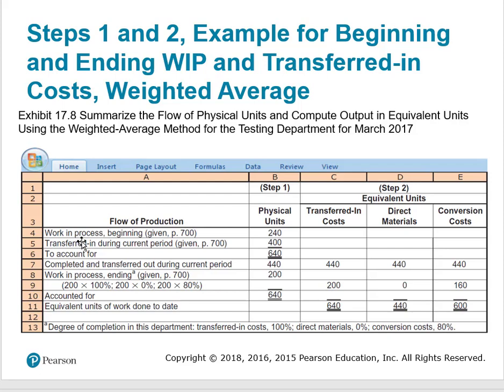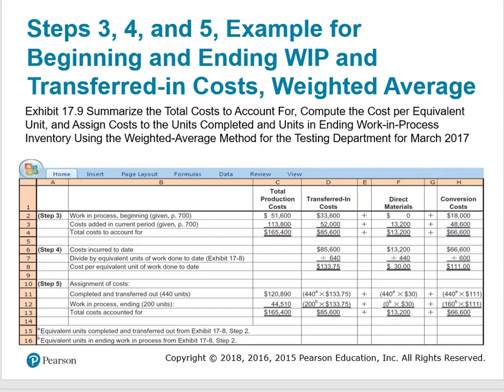But the big thing to realize here is that instead of saying units started, you've got units transferred in. But just think, if this was testing, testing can't do anything until units are transferred in, because you're not manufacturing them there. So we've got total production costs. These are transferred in costs here. Costs added during the period. Okay, some direct materials, some conversion, and more transferred in costs.